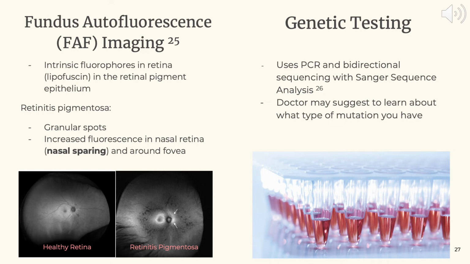Lastly, there is genetic testing. The doctor may suggest genetic testing to learn about what type of retinitis pigmentosa the patient has and can tell how their symptoms may progress or change over time. The method that is used is PCR and bidirectional sequencing with Sanger sequence analysis.